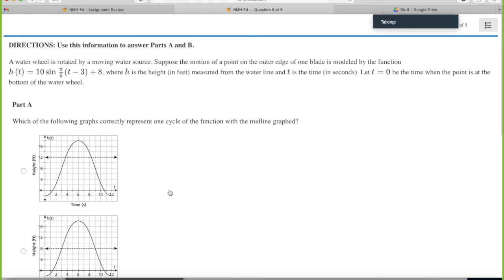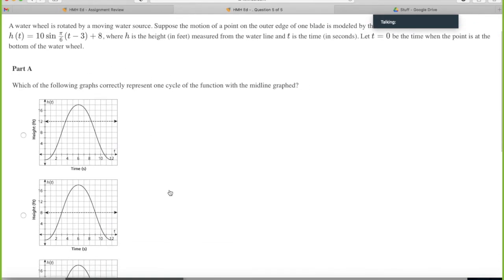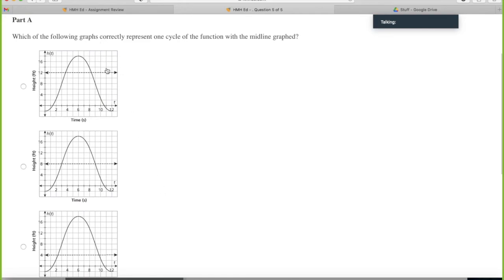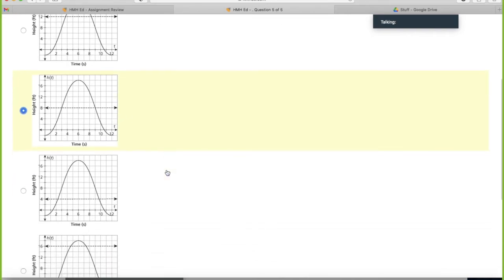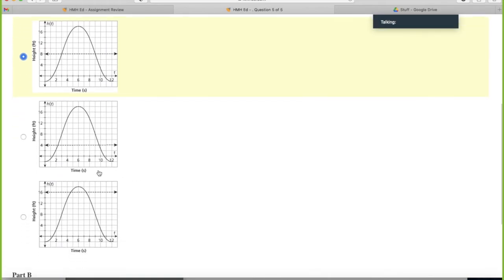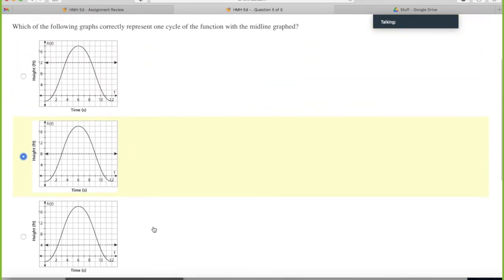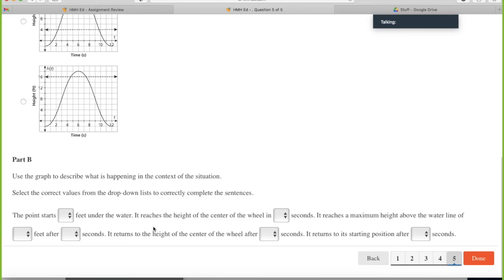Cool. So here's our graph. Which of the following graphs correctly represents one cycle of the function with the midline graphed? So the midline is going to be in the middle, because it's called midline. So the amplitude above and below are going to be equal. If you look at this first one, definitely not equal. Bottom has more. This one looks like the midline has the correct amount. Too low, too high. Yeah, we're going to go with that one.